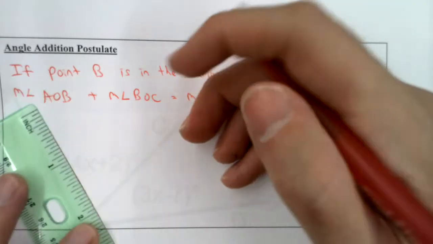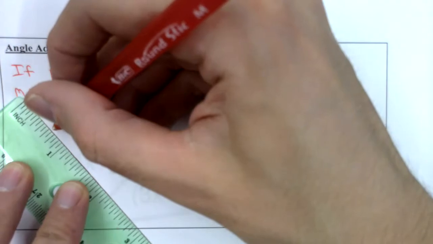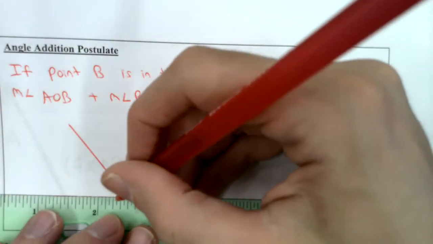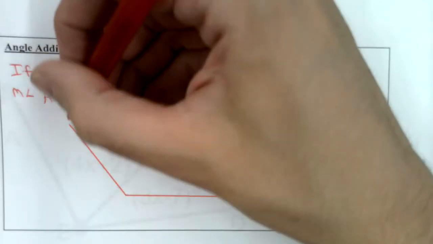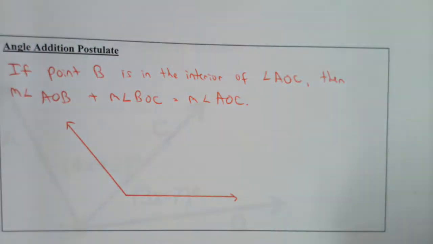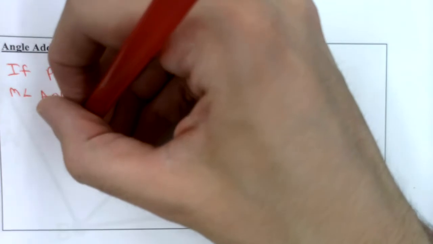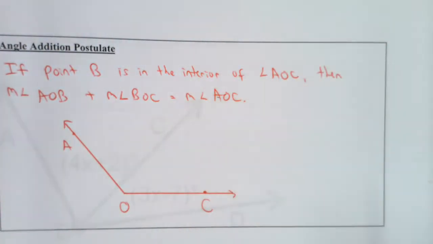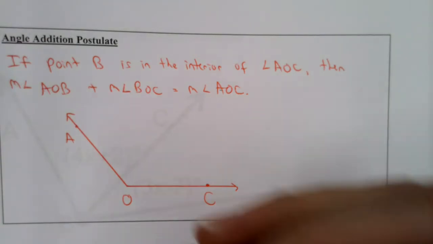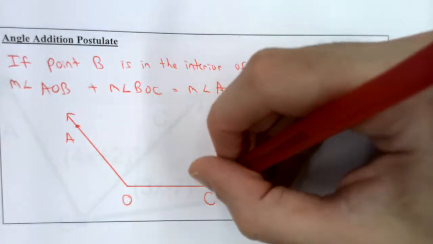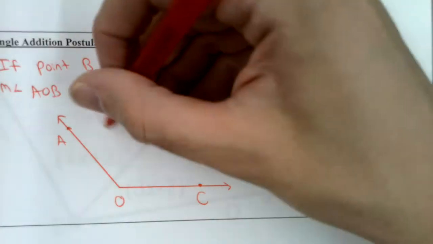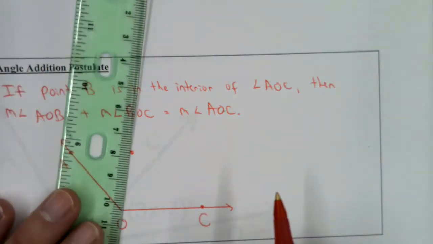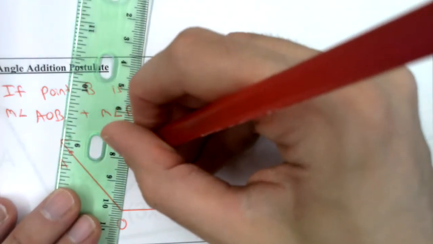Let me draw the diagram to show that. We have angle AOC. It says point B is in the interior of that angle. So point B is somewhere inside that angle. I'll put it right there. Put it any way you want.